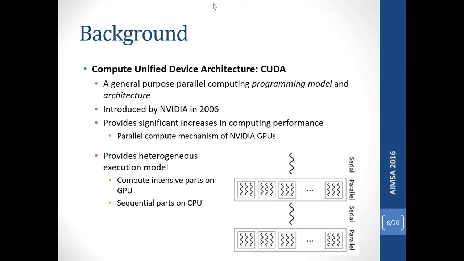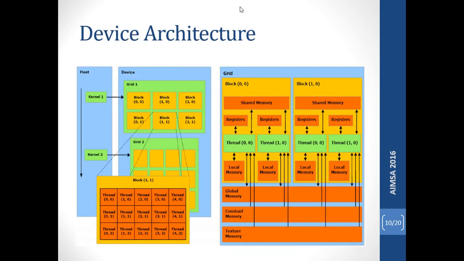So in order to address this need, CUDA provides a heterogeneous execution model, as you can see from the screen, which enables the execution of compute-intensive parts on the GPU and sequential parts on the CPU. In the CUDA programming model, threads are grouped into blocks and blocks are grouped into a grid, as you can see from the device architecture figure on the screen. And CUDA has additional techniques to access memory, which can reduce the amount of data requests to the global memory in order to prevent access traffic congestion.